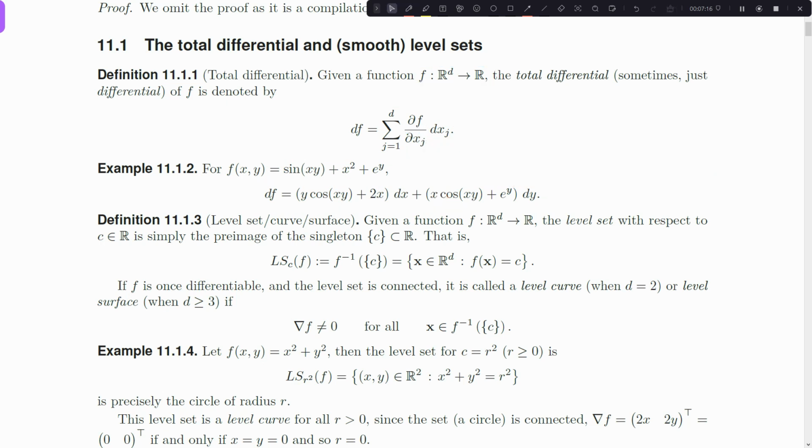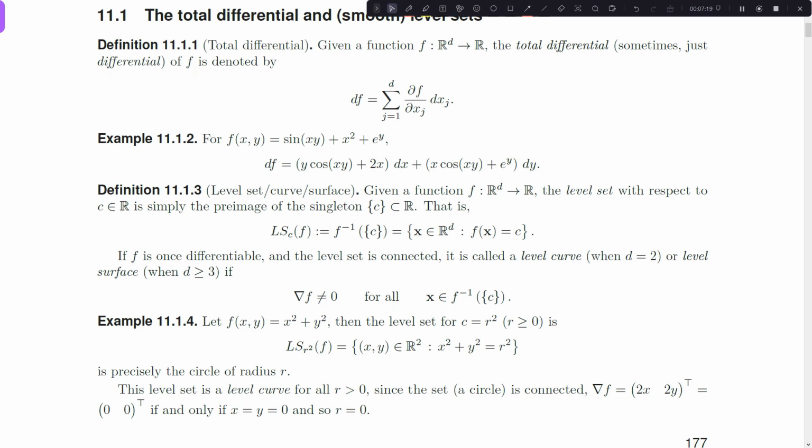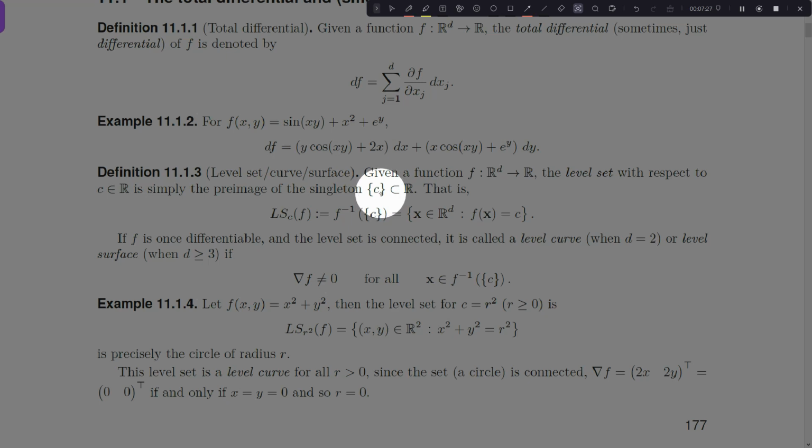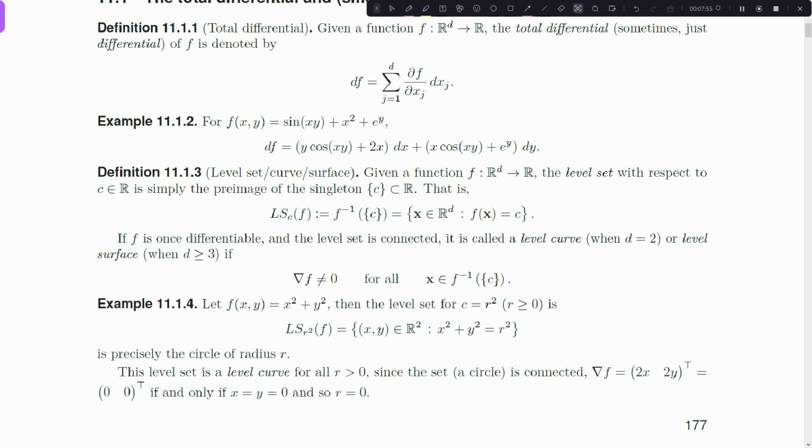Okay, so the next definition that we have is the level set or level curve or level surface, depending on the dimension we sit in. This is just the preimage of the singleton C of some constant, right? So you have a constant in R, you take the preimage of that constant, and that's your level set or your level curve. And so it just gets defined the same way that we would always define our preimages. I use the notation LS sub C of my function, so it's the level set with respect to C of that function. But the notation is just as good to say it's the preimage of the singleton.